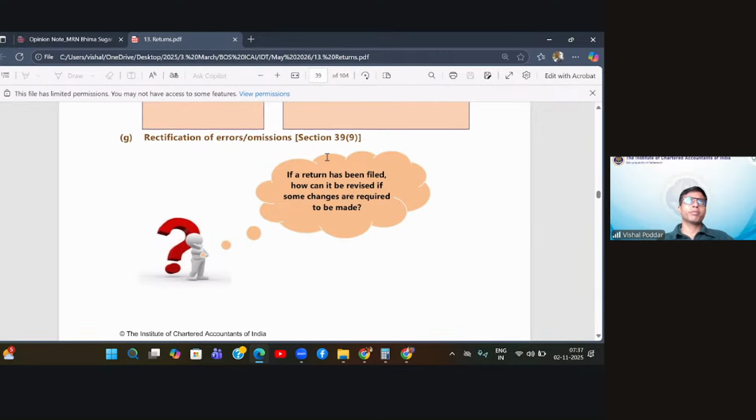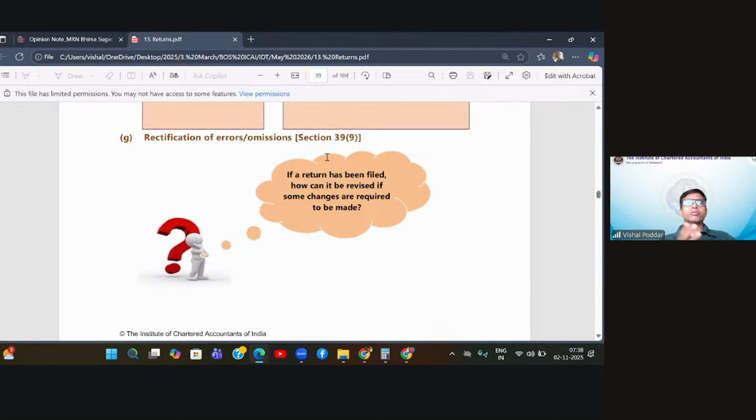So like in GSTR1, if you remember, we had an amendment table. Plus, you could even go and change the details of what you have uploaded in the invoice of a previous month in the current month. So when I am now filing October's GSTR1, I can go back and change the details of invoices of my previous months. So that is the type of rectification which is allowed. But the rectification I'm making of previous months is happening in the current month's GSTR1 or 3B.